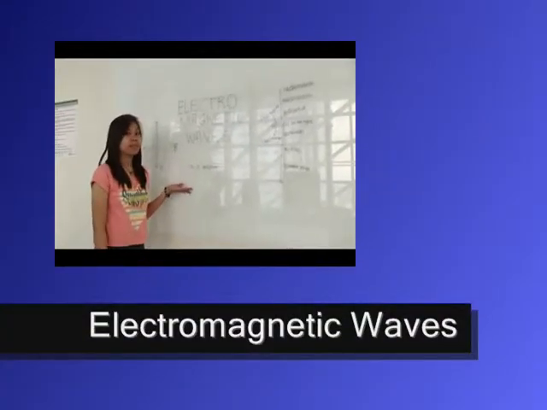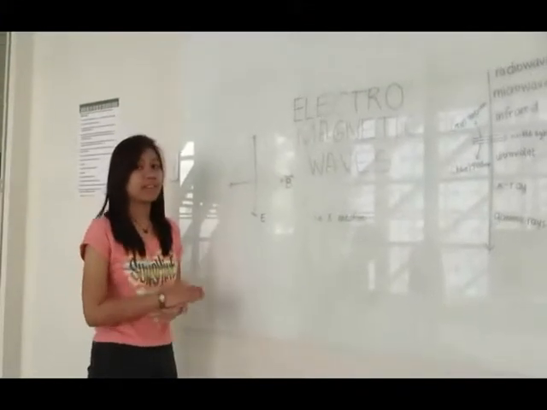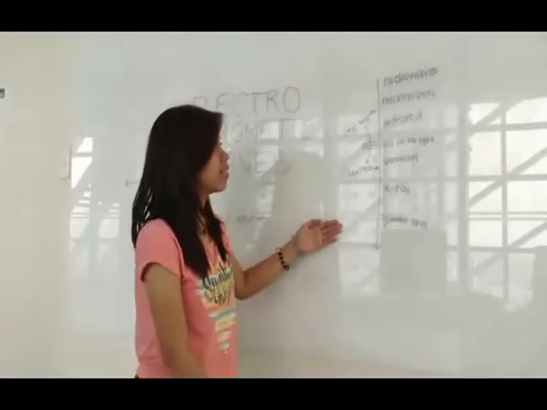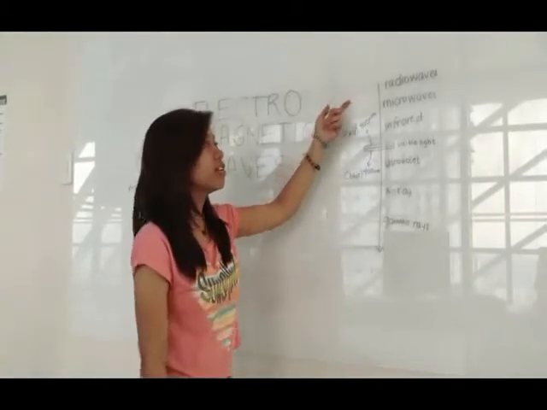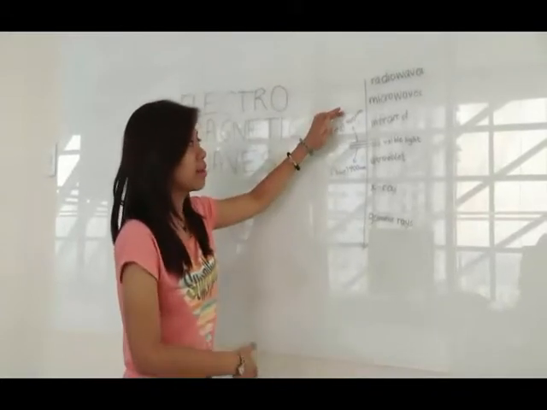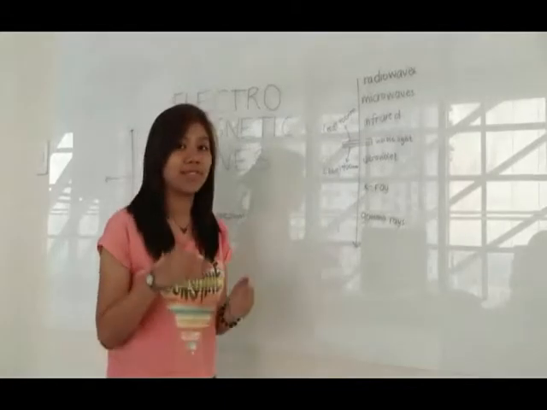Electromagnetic waves can propagate without a medium. An electric wave and a magnetic wave are perpendicular to each other. These are the types of electromagnetic waves. The first one is radio waves. Radio waves can propagate in the ionosphere. Next is the microwave. The microwave is used for communication since it can easily pass through the atmosphere of the Earth.